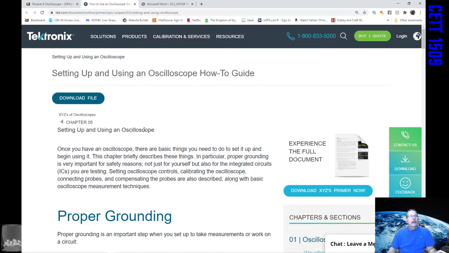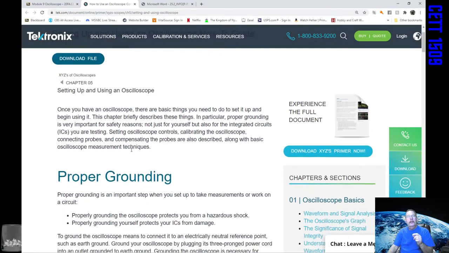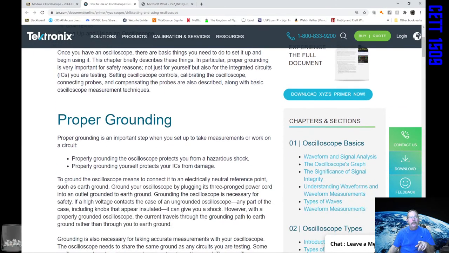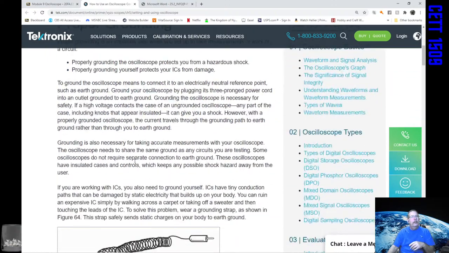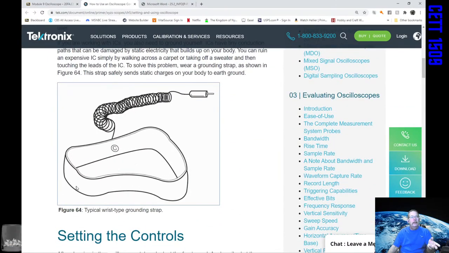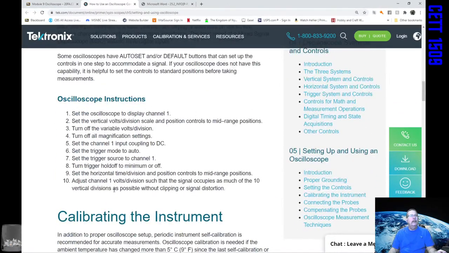Some things you need to know about an oscilloscope is you have to have proper grounding, basically to protect you and to protect the equipment and the circuits. A real common device is a wrist ground strap. You put it on and plug it into whatever equalizes you and the parts that you're going to be looking at or working on. So, some instructions on setting up the oscilloscope.